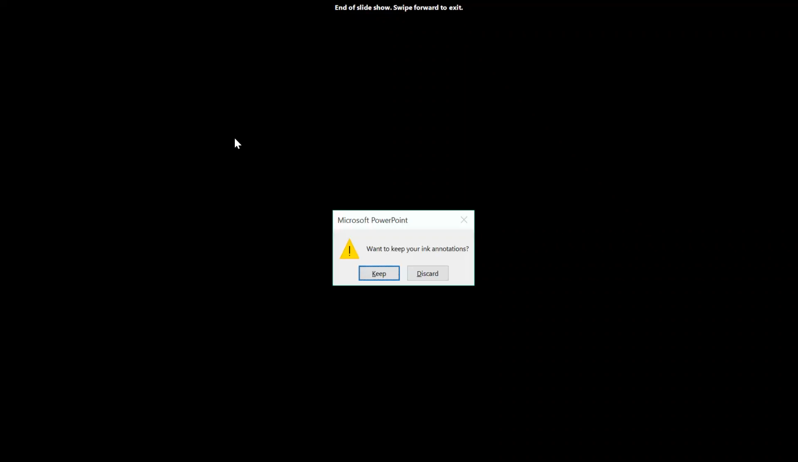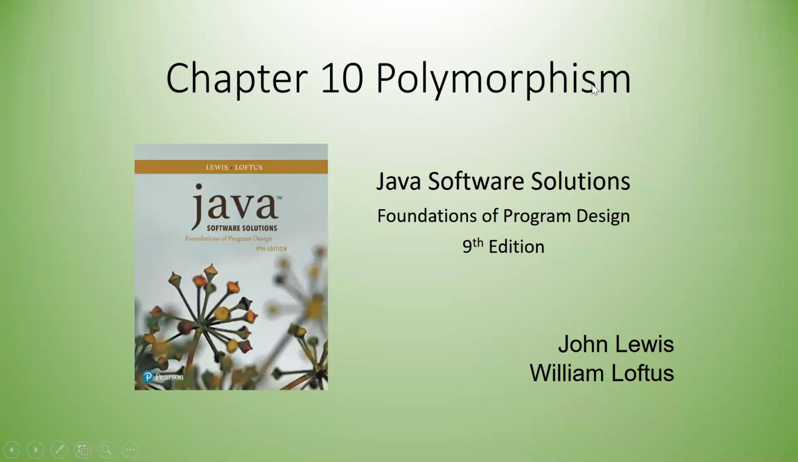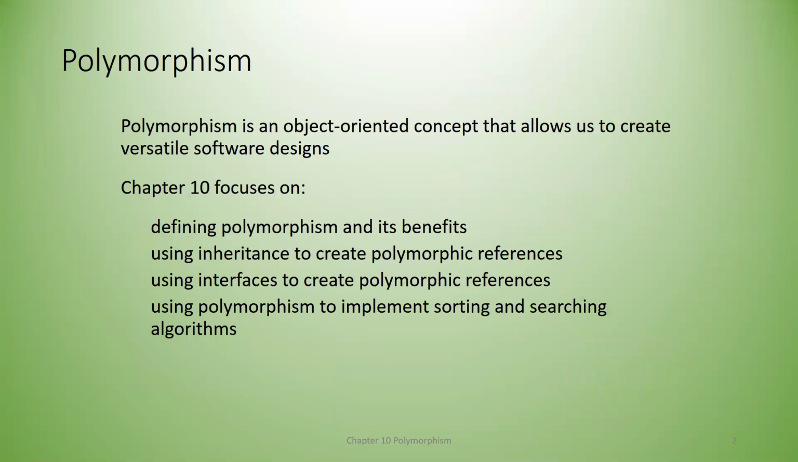So we are done with chapter 9, everybody. Any questions? Objects, that's polymorphism. It morphs into different objects. That means one reference variable can reference different objects at different times when the program executes. So it's a very, very useful mechanism.